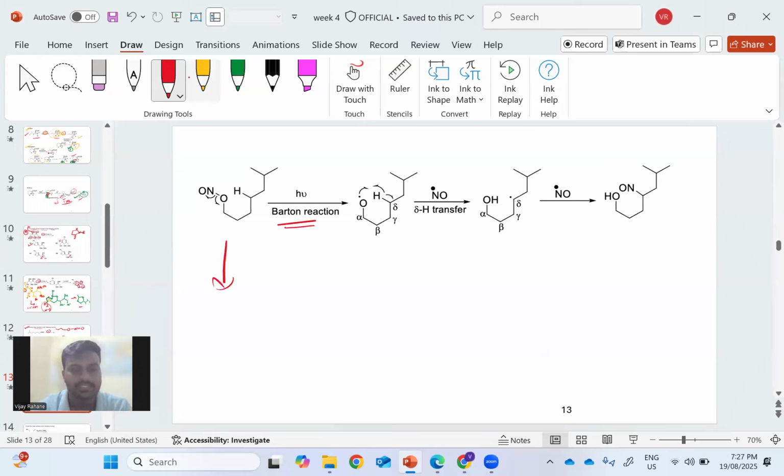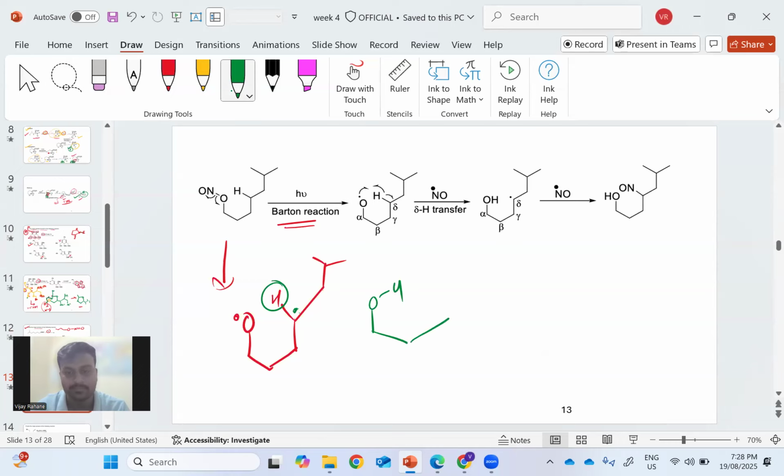You can see once this ONO reacts with the light, it forms a radical on the oxygen. And in a similar manner, there is hydrogen atom transfer and the same steps involved. There was hydrogen, and this hydrogen got abstracted by the oxygen and the radical got formed on this one. So this will be OH because that radical is transferred and the remaining will be the same. And again, we have the NO radical in the reaction mixture, and that radical and this radical combine to form a bond.